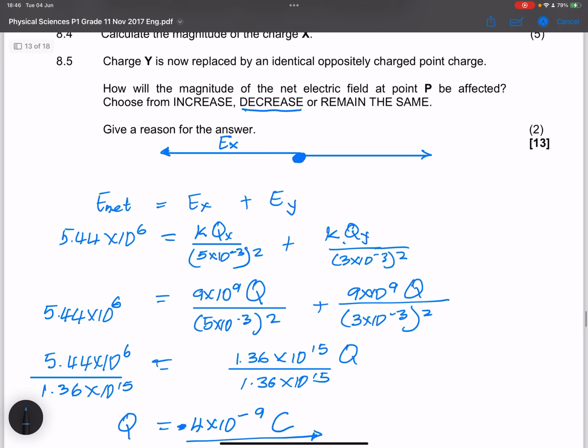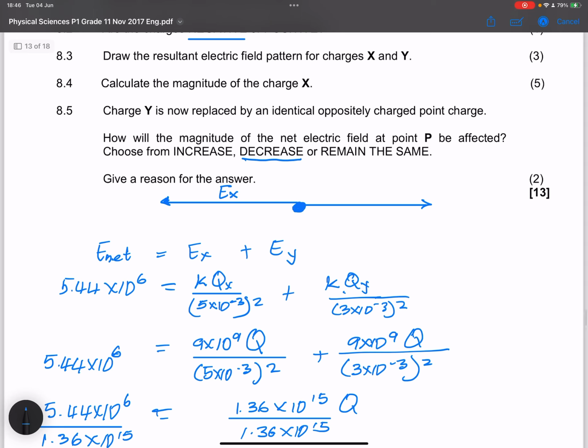Right, ladies and gents, let's go on to the next section, which is question 9. All right, I hope that was clear.